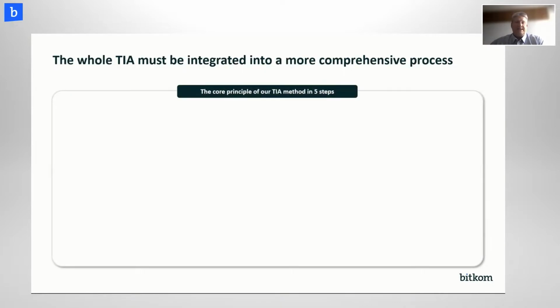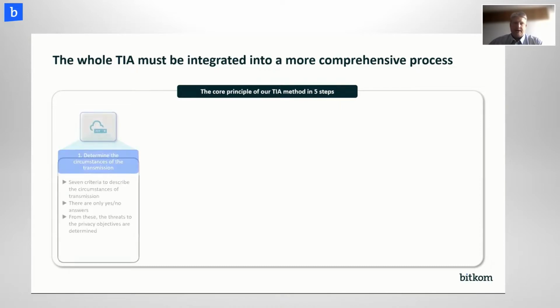Now, obviously, a transfer impact assessment is not a standalone issue. It integrates into the existing data protection and data privacy processes. It's just one of the processes, one of the assessments that needs to be done. And therefore, we've looked at 5 steps that need to be taken, and these 5 steps are underlying the inner mechanics of the tool and how it works.